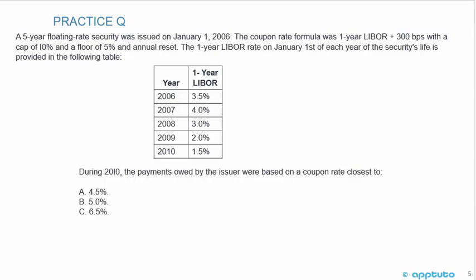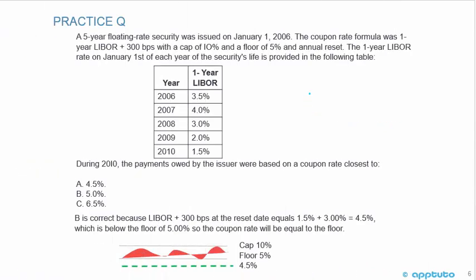So the question is, during 2010, the payments owed by the issuer were based on a coupon rate closest to A, 4.5%, B, 5%, or C, 6.5%. Okay, this question shouldn't be too difficult, although if you're working too quickly and not reading the question very carefully, you could make a simple mistake.